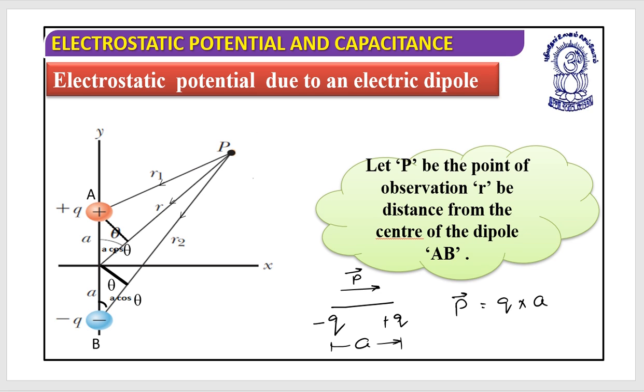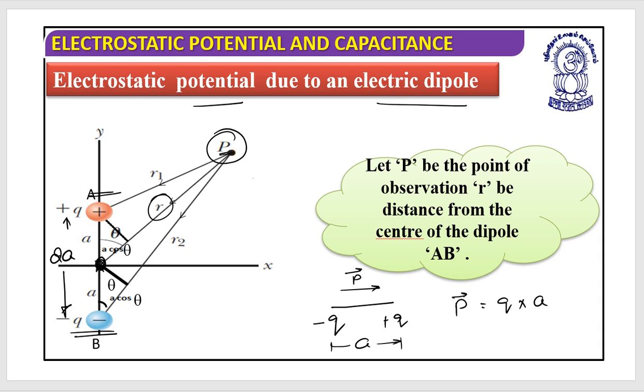Now we are interested in finding the electrostatic potential due to an electric dipole. This is the negative charge, this is the positive charge. Their separation is 2a, and I need to find the electrostatic potential at point P. If this is the midpoint, the distance from the midpoint of the dipole to the point P is r. So let's find it out.